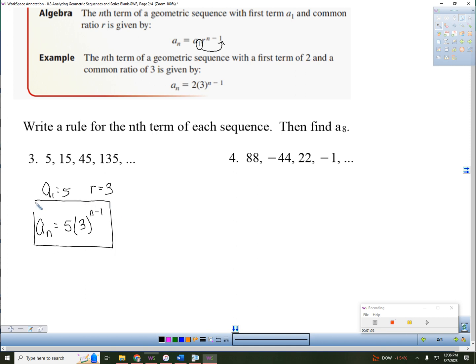I'm not going to go through this process, but as in previous lessons, if we wanted to find the 8th term, we would just plug 8 in for the n right here.